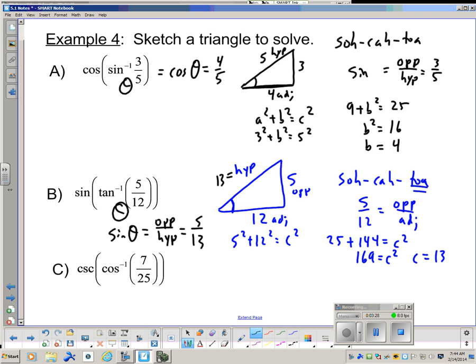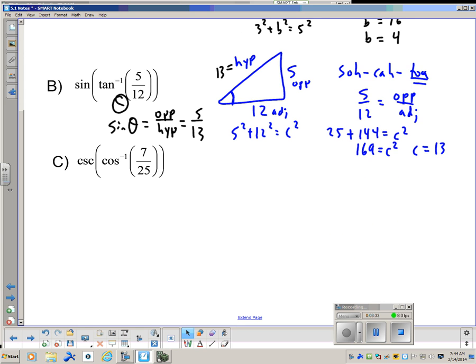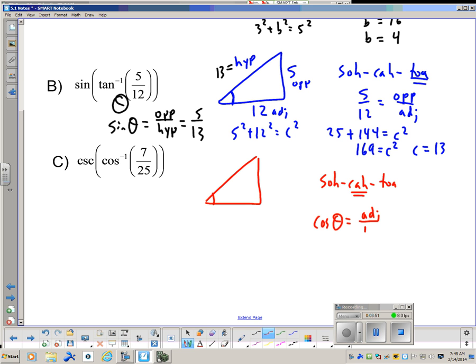And then we've got the cosecant of the inverse cosine of 7/25. Again, I'm going to draw a triangle here to give us an idea of what's going on, to help us get our other value. So cosine, using SOHCAHTOA again, is equal to my adjacent over my hypotenuse. So looking at this angle right here, I'm doing adjacent. Adjacent is down here, which is 7. And my hypotenuse there is 25.